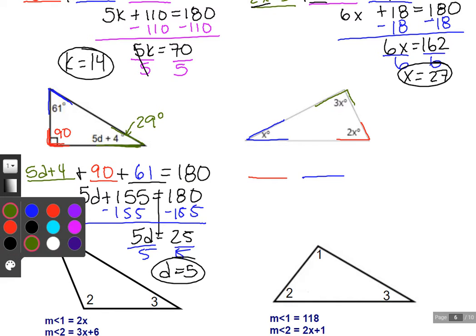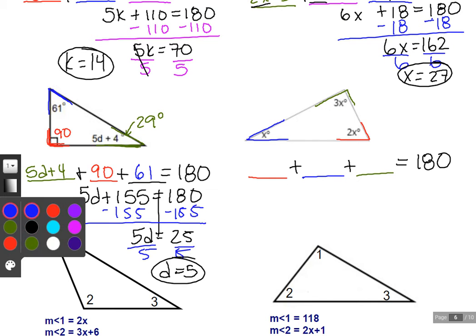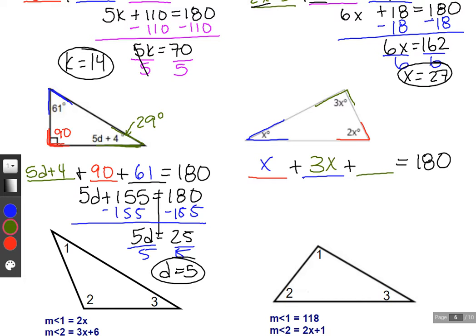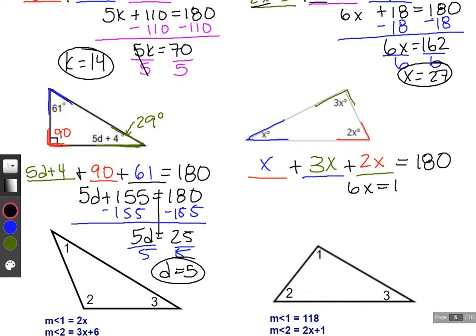Okay, and so I know by rule, if I add these together, I must get 180 degrees. So that tells me if I take the x, I add the 3x, and then we take the 2x, add those together, we can actually total 180 degrees. So cleaning up, we have 6x is equal to 180. So divide that by 6, x is equal to 30.